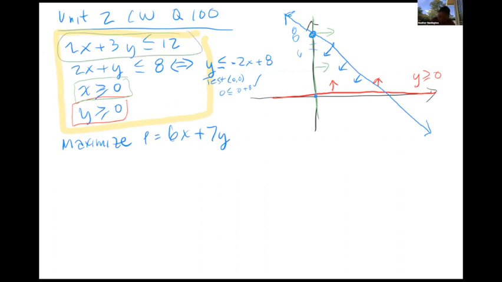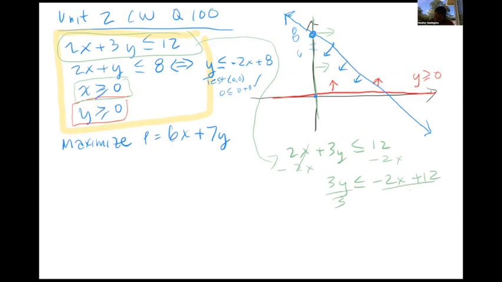Now we have 2x plus 3y less than or equal to 12. I'm going to solve for y because I like to put it in slope-intercept form. Then we divide both sides by 3. So we get y is less than or equal to negative 2/3 x plus 4.